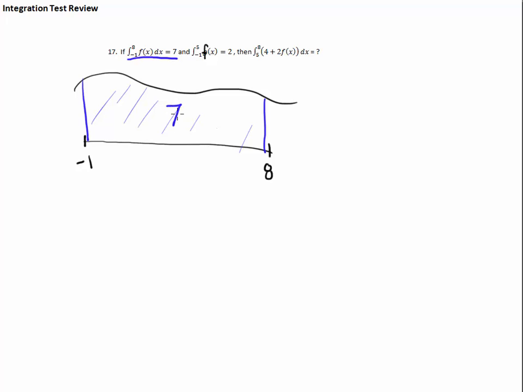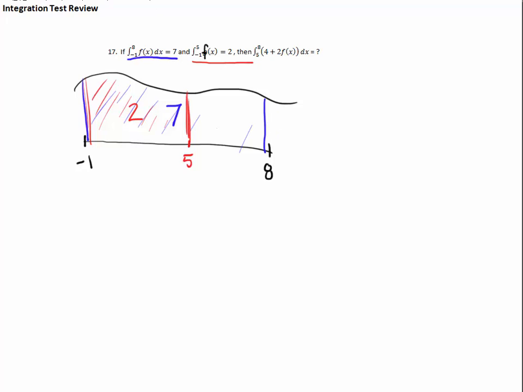is 7. Okay? Then this one right here is telling me, hey, from -1 to 5, so 5's about right here someplace. The area from -1 to 5 is only 2. So once again, not drawn to scale. It's just helping me get a picture of what this is equal to.